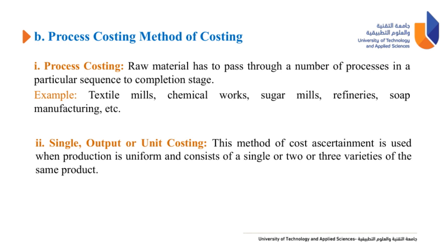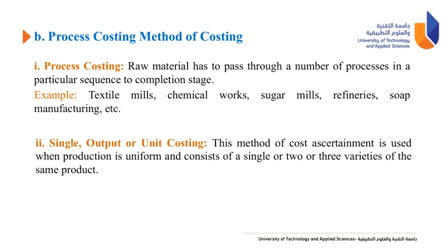Now, moving on to process costing. This method is applied when raw materials go through several processes in a specific sequence until they reach the final stage. Think of it as passing through multiple checkpoints or stages, where each step adds value or transforms the raw material. This method helps in accurately assigning costs at each stage, giving us a clear picture of production expenses from start to finish.